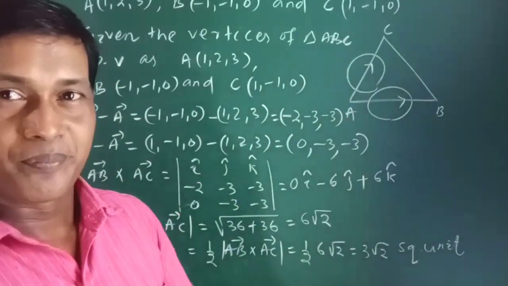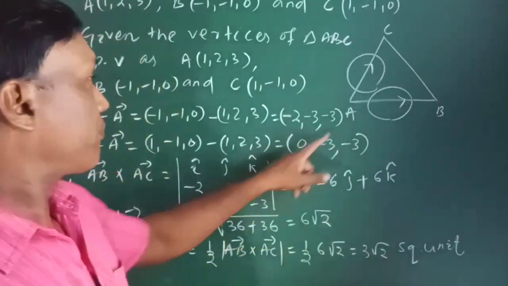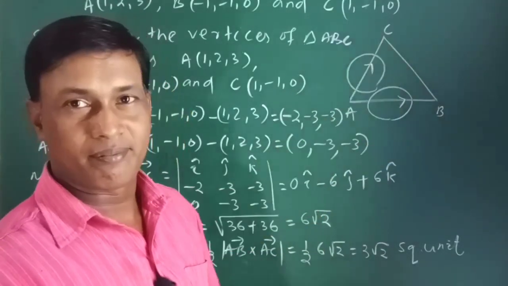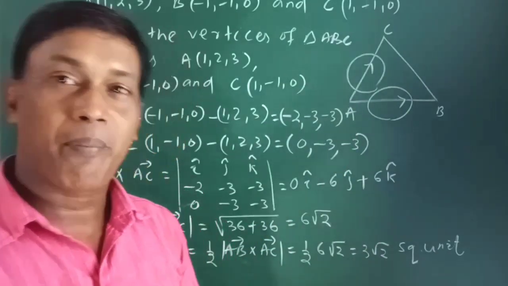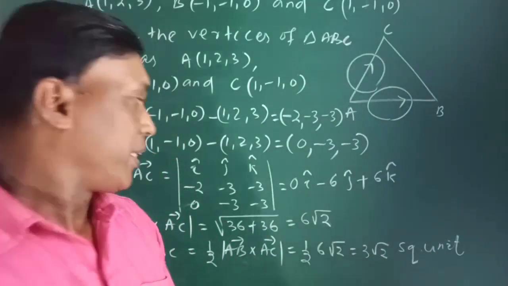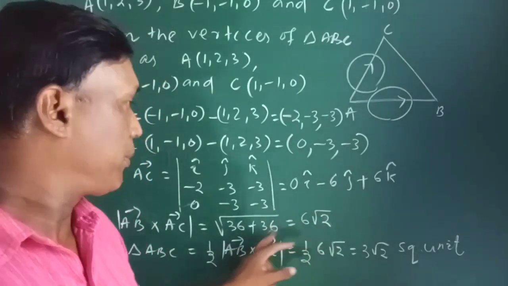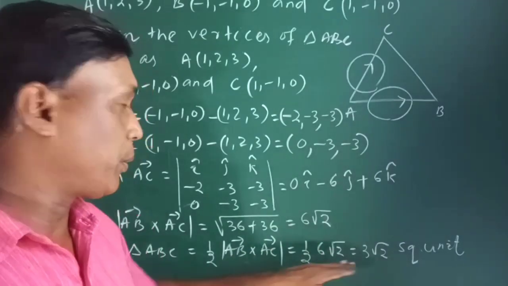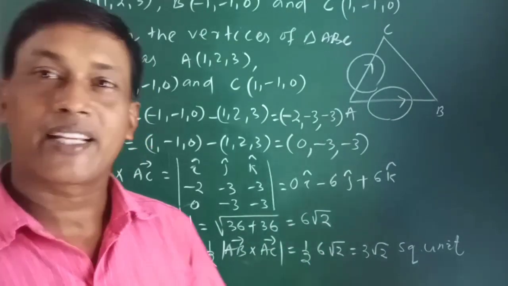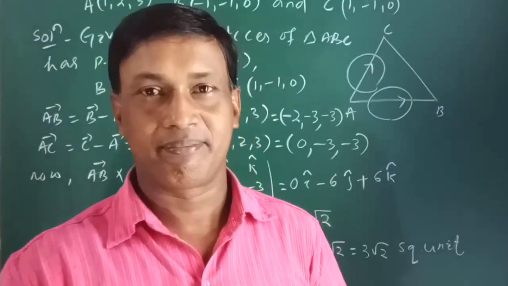Sometimes students by mistake take AB and BC, or AC and CB, and you can also find the area that way. But if the determinant comes out negative, you have to convert it into positive, as the area cannot be negative. The value will be the same.